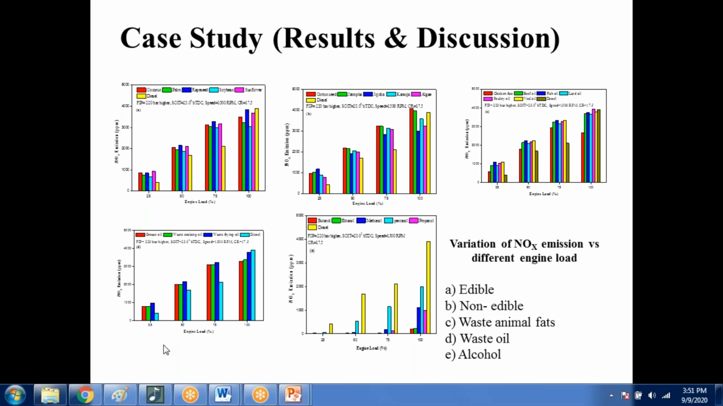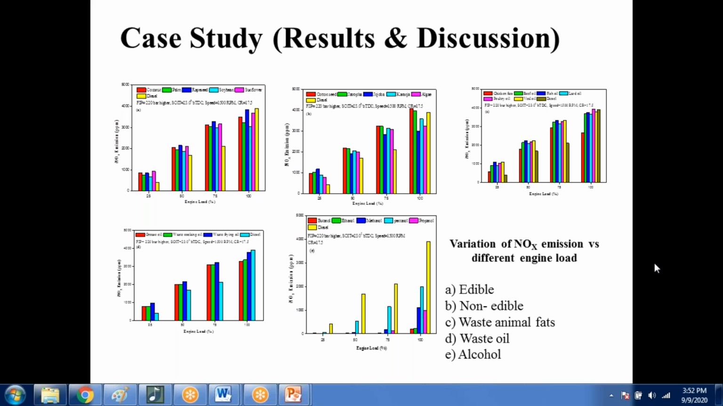So now I'm discussing the results and discussion when we are doing this with the help of diesel RK. I'm citing some papers published in this area. In this, I have first done validation, and then I'm showing some equations also. In this I have tested diesel and 5 different categories of biodiesel, that is edible, non-edible, animal fats, waste oil and alcohol. I have mainly taken exhaust gas emission characteristics only in this case study.